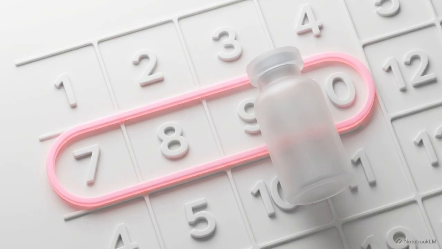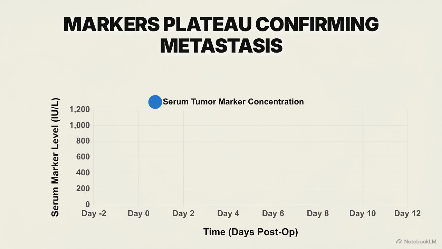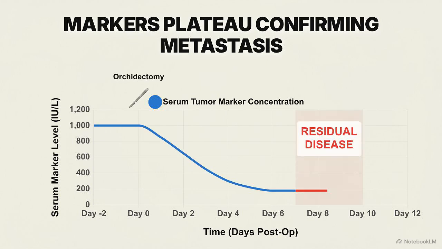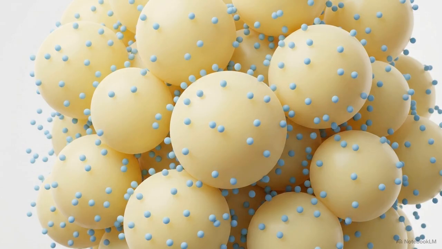The system includes a unique S staging category. Quantitative serum markers must be drawn exactly 7 to 10 days post-operation. This waiting period accounts for biological half-lives. A persistent elevation confirms residual metastatic disease. When managing, clinicians look for specific markers. Pure seminomas displaying prominent lymphocytic infiltration indicate an active immune response, carrying a highly favorable prognosis.